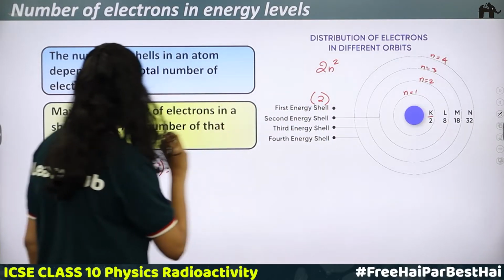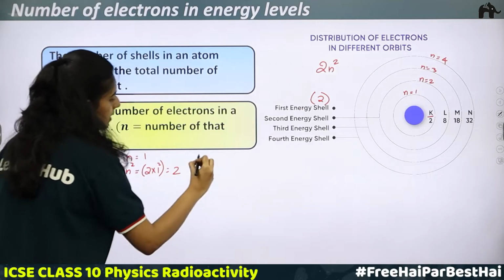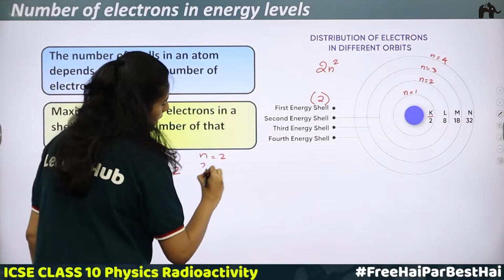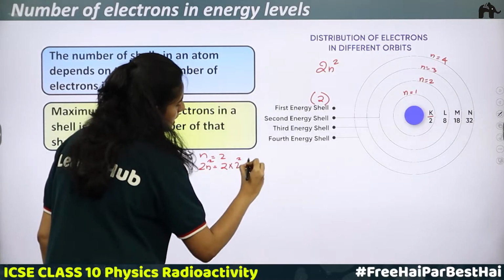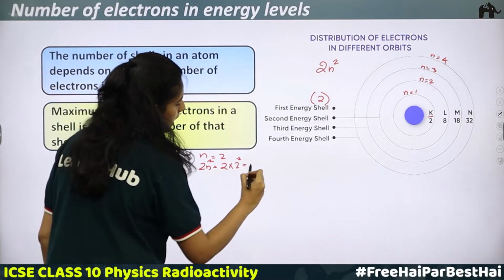Clear? Now, the second one, how to calculate if n is equal to 2? Then 2n² will be equal to 2 × 2², which is 2 × 4, 4 twos are 8.